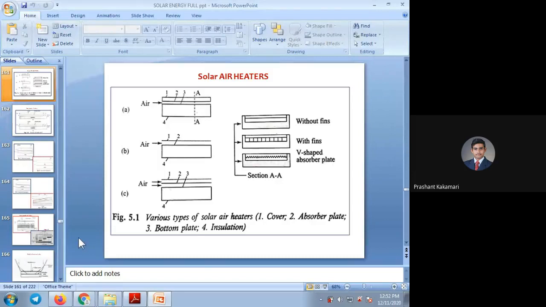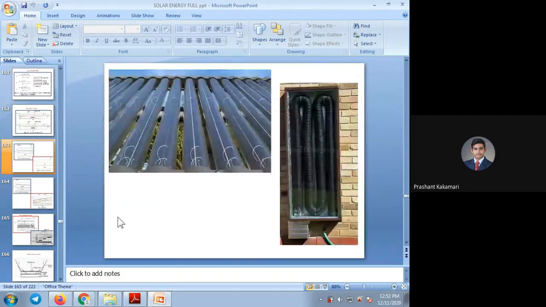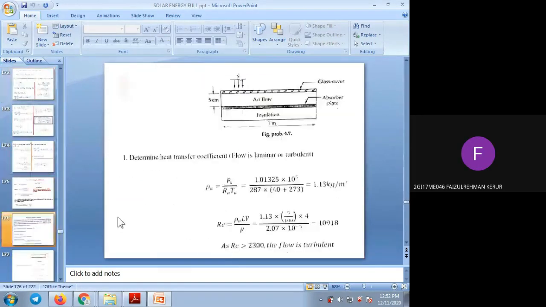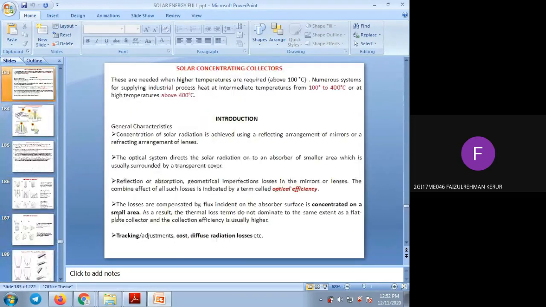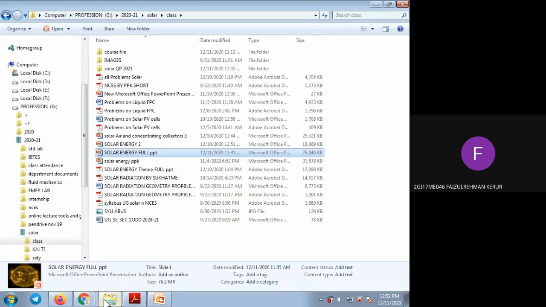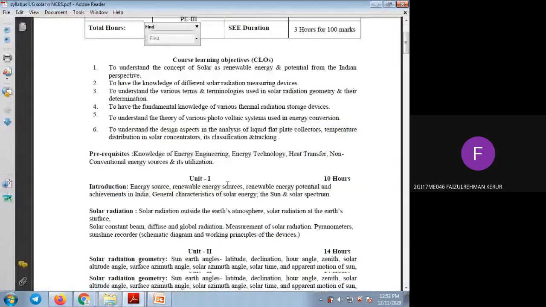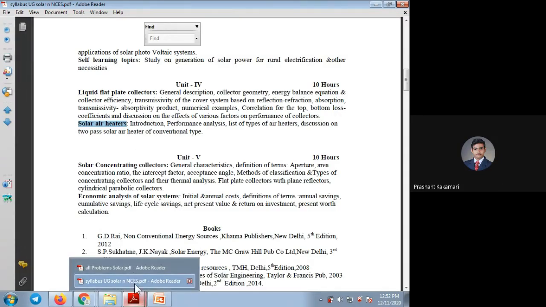Yes, I think air heater is in which unit? Third unit. Okay, I will also see the syllabus. So, the fourth unit is on liquid flat plate collectors and solar air heaters. Solar air heaters is completely 80% theory only. Not some numerical, theory. So flat plates, what we call.